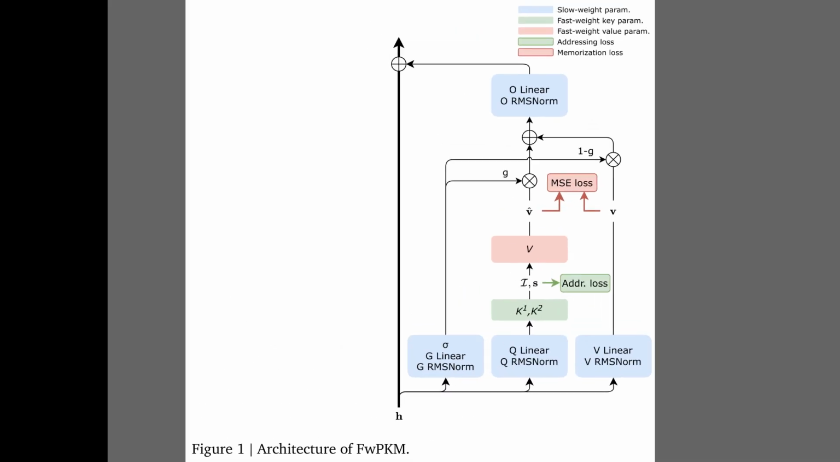Well, Figure 1 illustrates the architecture that makes this possible. At the bottom, the input hidden state splits into 3 parallel paths. The central branch drives the fast weights. A query interacts with the dynamic key matrices, highlighted in green, to select specific memory slots. These slots then retrieve content from the fast weight value matrix, shown in pink. Crucially, the system updates these parameters on the fly using the losses shown on the right, an addressing loss for keys and a mean squared error loss for values. This continuous updating allows the memory to instantly rewrite itself to match the current context.